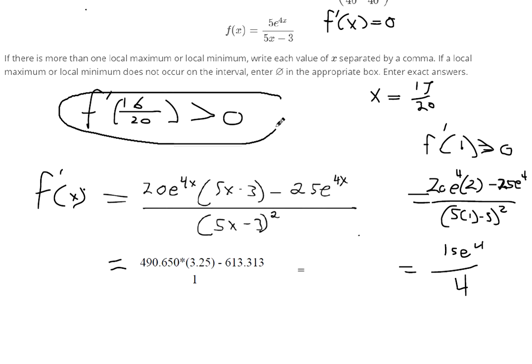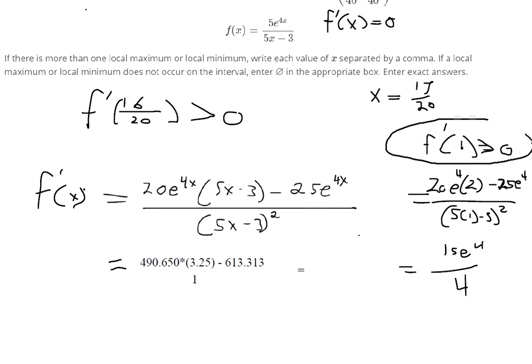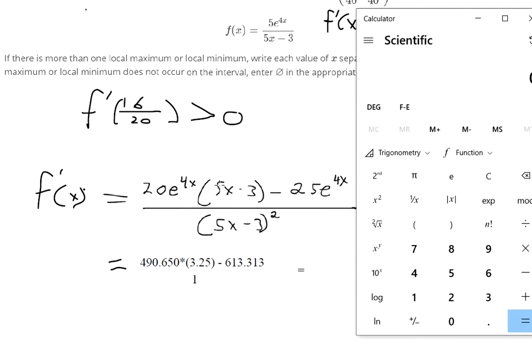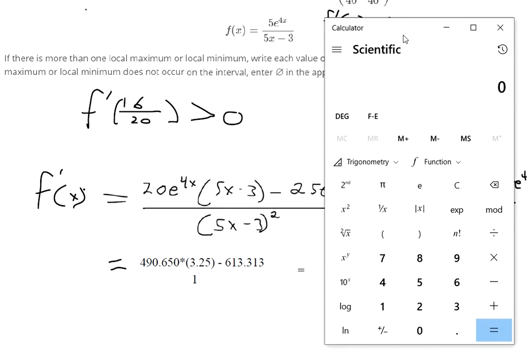If the value to the left and the value to the right are both positive, then this is neither a local max nor a local min. The derivative has to switch. But I just jotted this down on pen and paper, and I got something plugged in wrong over here. So 16 divided by 20, that was 0.8. 0.8 times 5 minus 3. Yeah, I messed this part up right here. That shouldn't be 3.25. That should be 1.